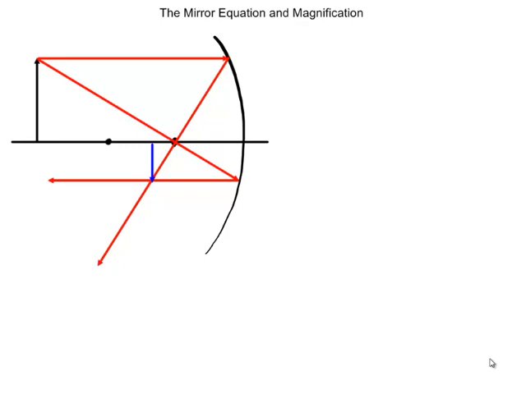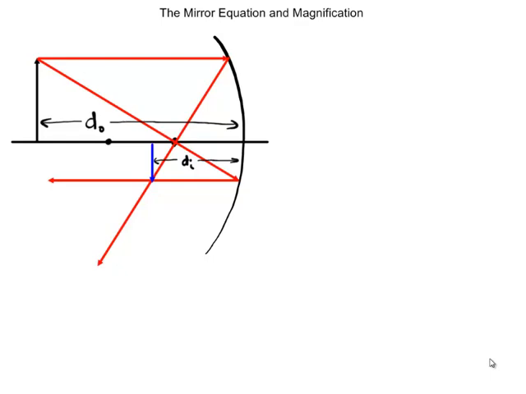We're now going to do the math of spherical mirrors. The first thing we have to do is define some distances that we use in these equations. The first one, dO, stands for the distance of the object to the mirror. The second one, which we call dI, is the distance from the image to the mirror.